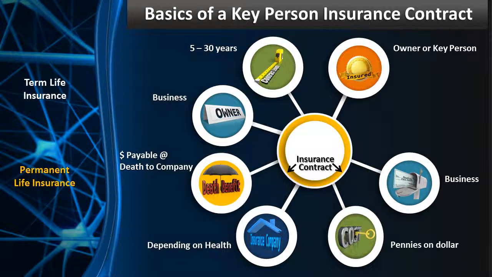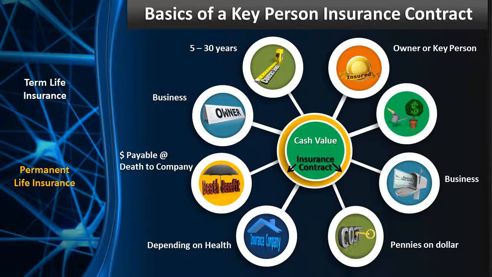Now, at some point in time, the business is going to want to allow the insured to begin investing in tax-sheltered dollars or start investing in tax-sheltered investments. One way to do this is to convert the term policy into what's called a permanent policy. Now, the permanent policy can either be a whole life or a universal life insurance contract, and it has a cash value. So you'll see the big difference between the term and the permanent is that a permanent insurance contract actually has a cash value component to it.